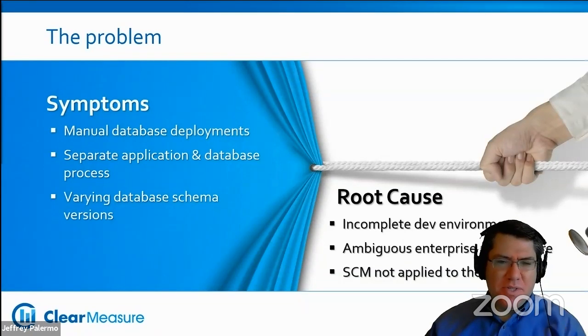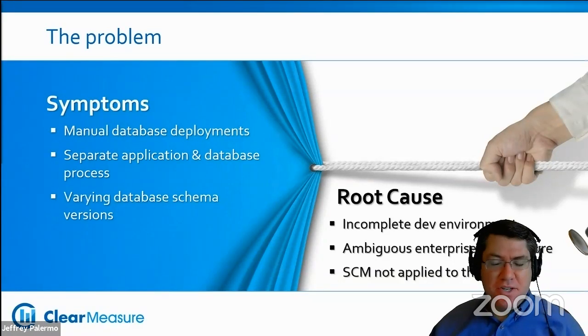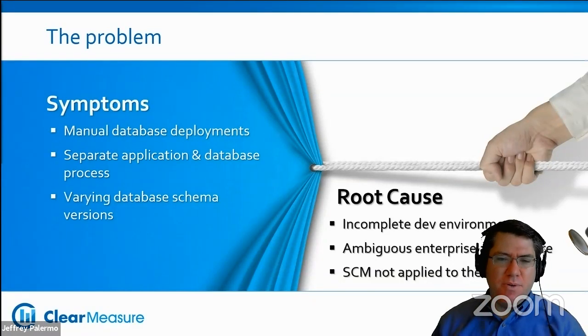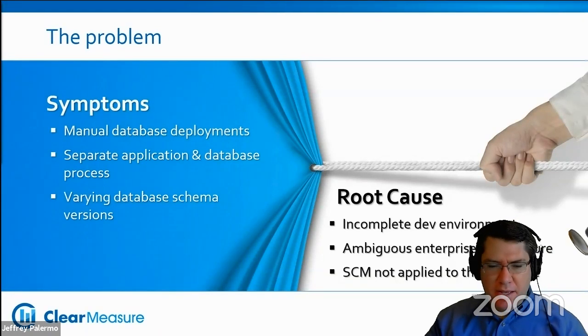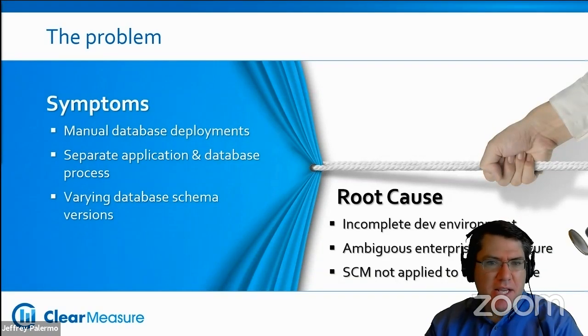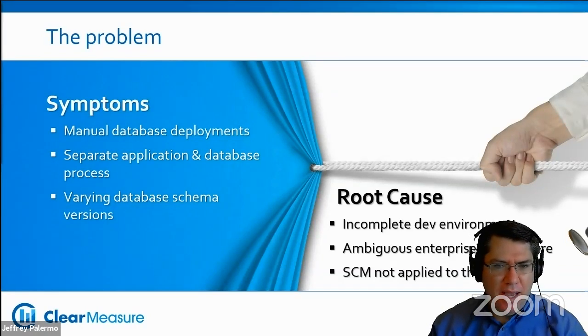And here are some symptoms on the left that you might be seeing: manual database deployments. Maybe there's a separate application and database process for DevOps for builds and deploys and testing and monitoring. And then you may have varying database schema versions. If you have a test database and then staging or QA or production database environments, and there's different variations in the schema, you may see that and it's causing issues.